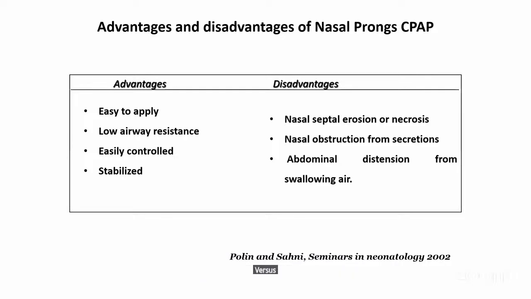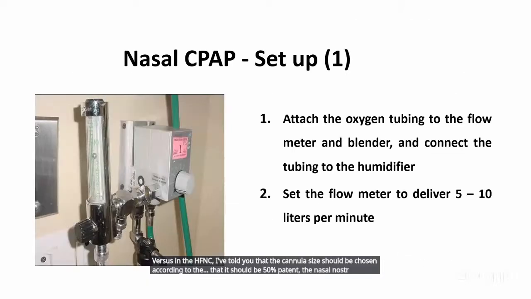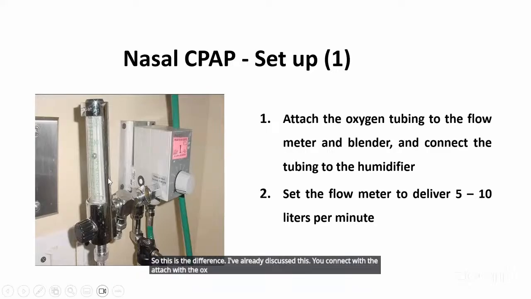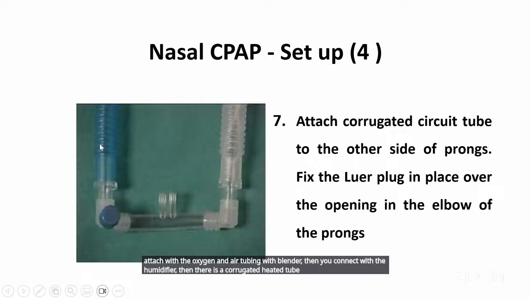Versus in the HFNC, I've told you that the cannula size should be chosen so that it is 50% patent in the nasal nostrils. So this is the difference. I've already discussed this. You connect the oxygen and air tubing with a blender, then you connect with the humidifier. Then there is a corrugated heated tube, and then it goes to the inspiratory limb.